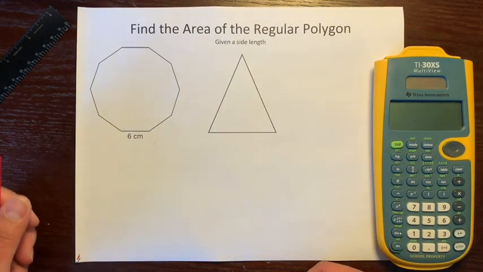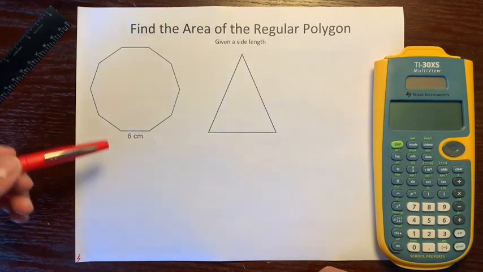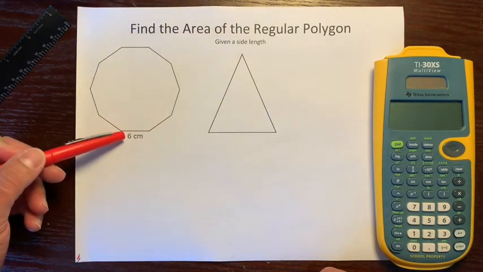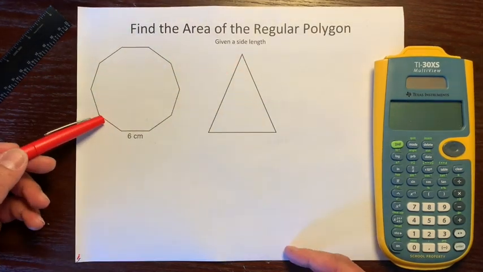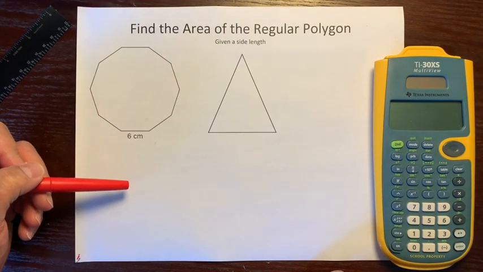Hi, this is Mr. Kinyanola, and I'm going to help you find the area of a regular polygon when they give you the side lengths. Because it's regular, all the sides are congruent. So for this one, every side is 6 centimeters.